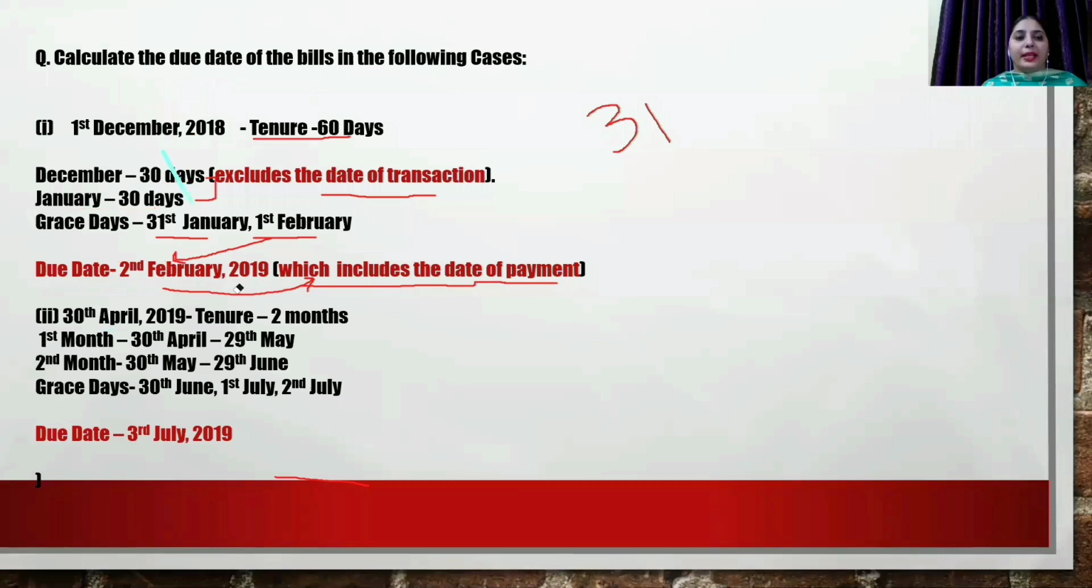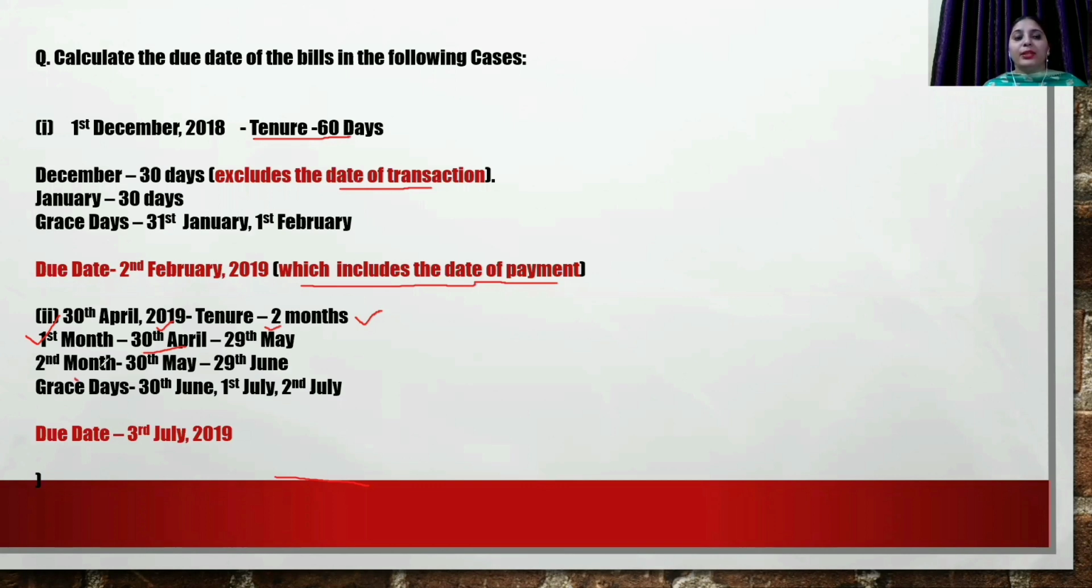Coming to our next case, date is 30th April, tenure is 2 months. So the first month will start from 30th April itself. In case of days, we have to exclude the date of transaction. But in months, we shouldn't exclude it. We have to include it. So here the starting date is 30th April. It will end on 29th of May.